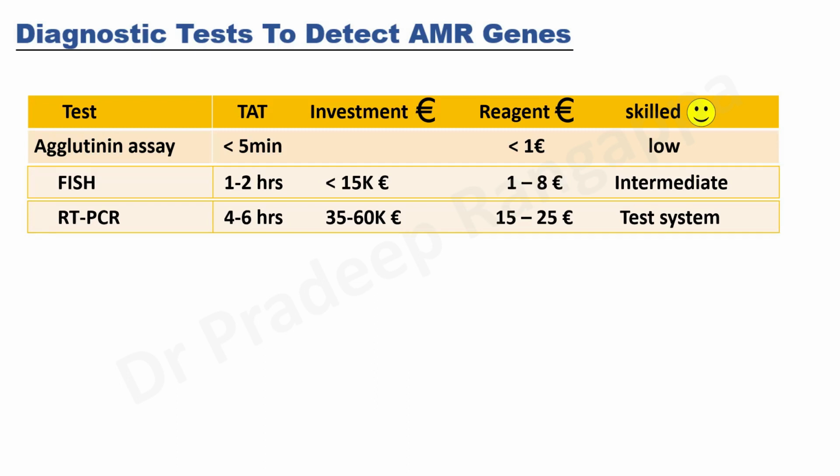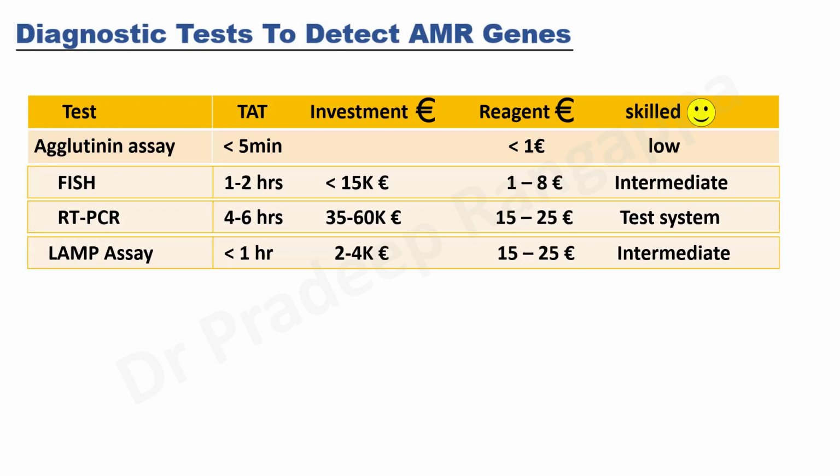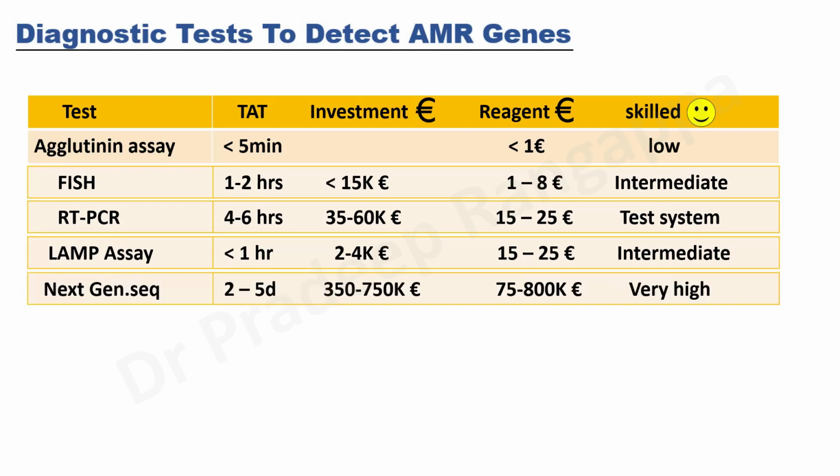That's why you would see when you order a multiplex PCR, we do get patients to spend a little bit of money for doing this test. And the efficiency is dependent on the systems that are adopted. So, LAMP assay is a loop-mediated isothermal amplification test. And as you see, turnaround time is less than 1 hour, but the reagents are expensive.